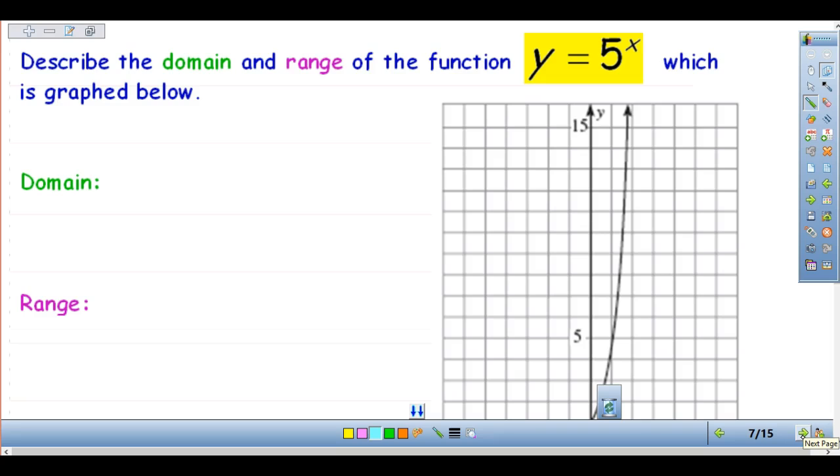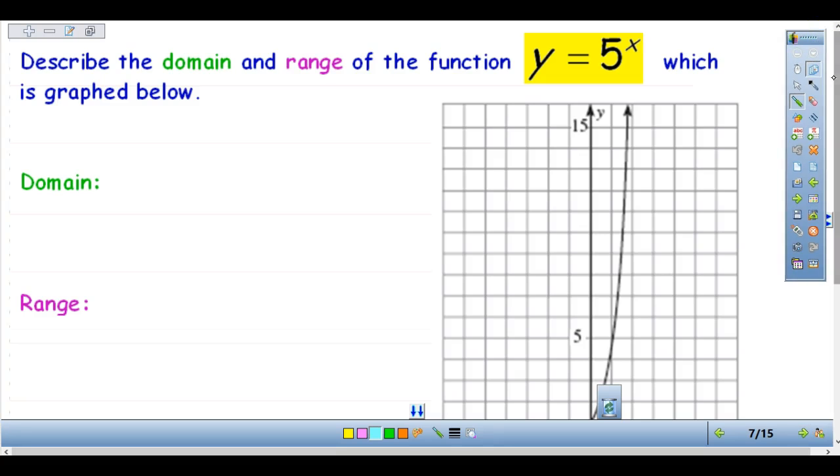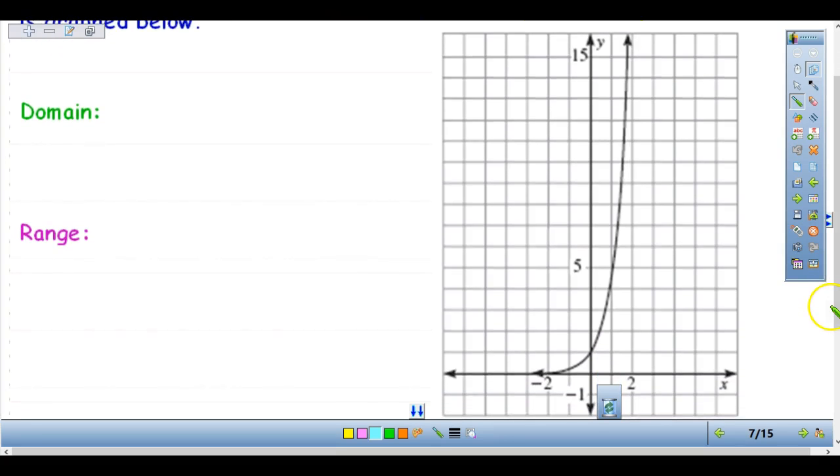Why don't you take a second here, she can pause the video, and you look at the domain and range and see what you think it is with this graph here. Notice this is a lot steeper, but the idea is still the same. It is growing here because you have 5 as your growth factor.